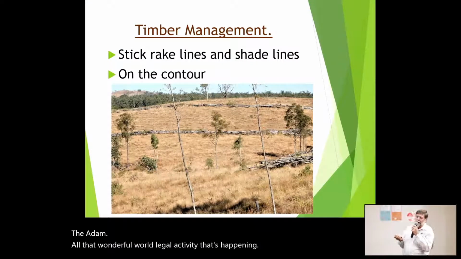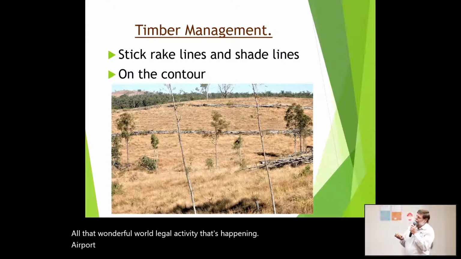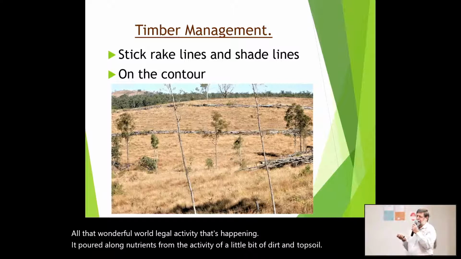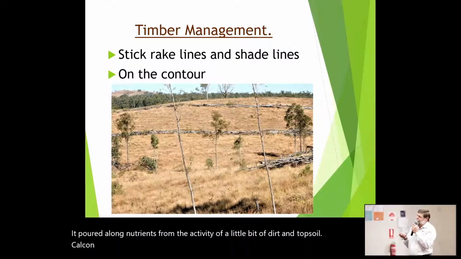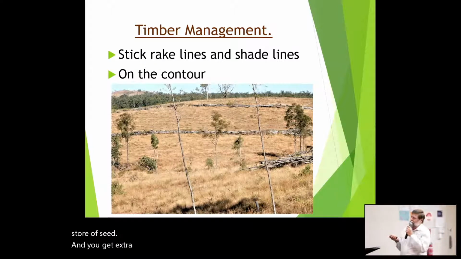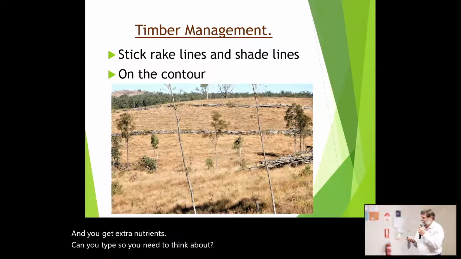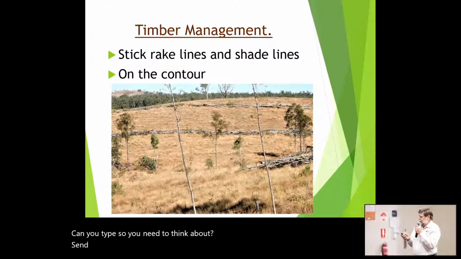They're pouring a lot of nutrients in from the activity of the little bit of dirt and topsoil you push into those lines. Cattle can't get in amongst there and eat the seed off the grass if you're in a dry season, so you get a store of seed and you get extra nutrients and you get extra water held on your paddock. So you need to think about shade lines and stick rake lines. They can be really a big benefit.